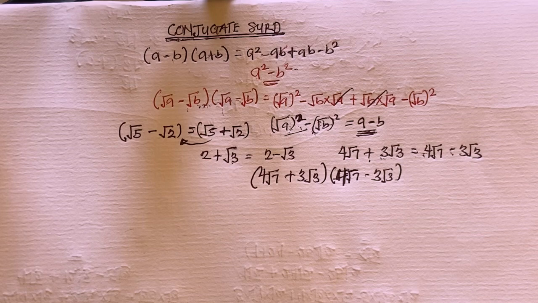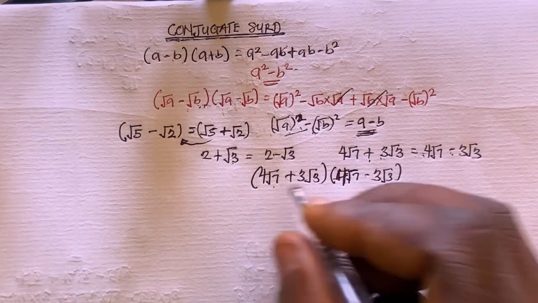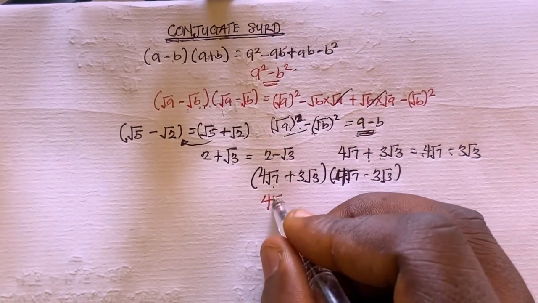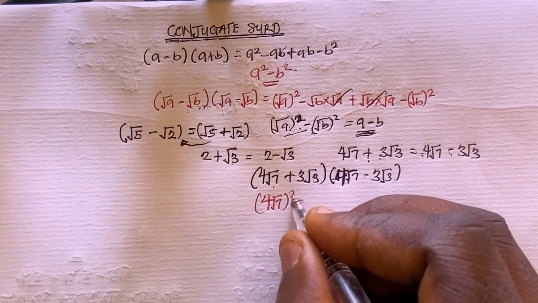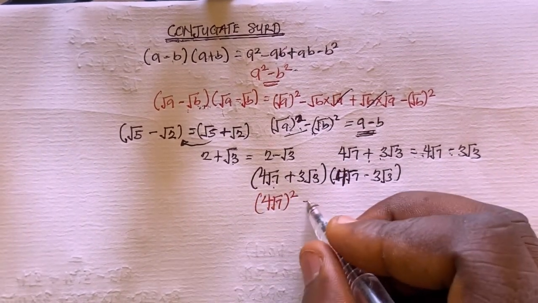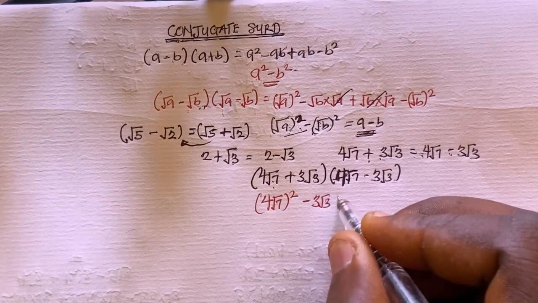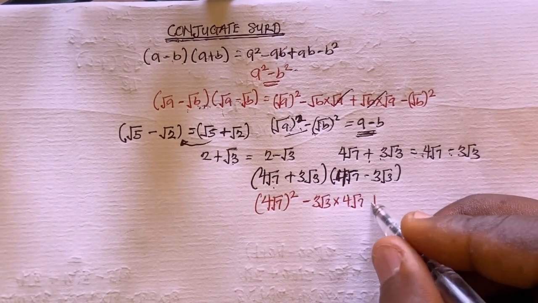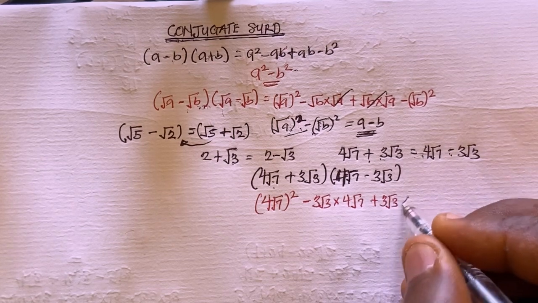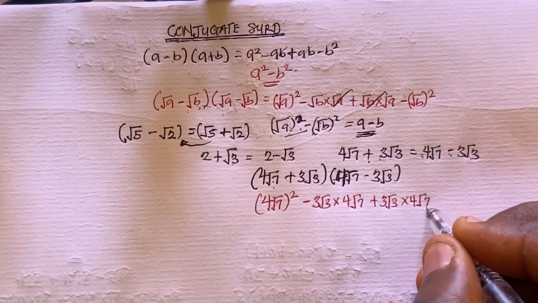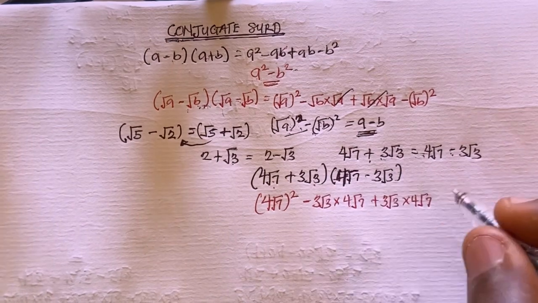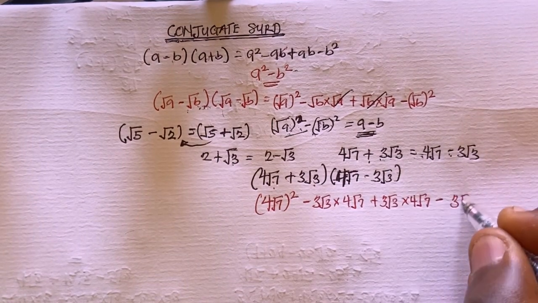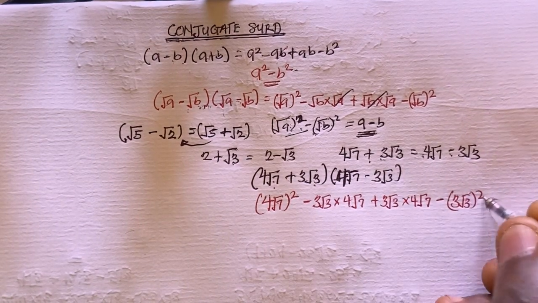If I go ahead and multiply this expression together, this multiplied by this is going to give me 4 root of 7 all squared. Then this multiplied by this is going to give me minus 3 root of 3 multiplied by 4 root of 7. Then this multiplied by this is going to give me plus 3 root of 3 multiplied by 4 root of 7. Then this multiplied by this is going to give me minus 3 root of 3 all squared.